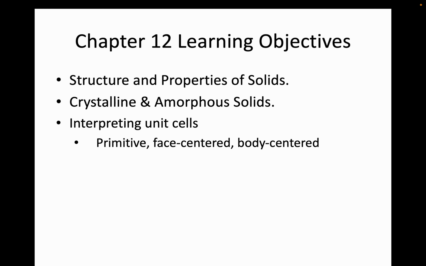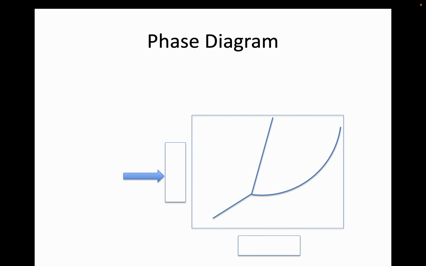Within chapter 12, we have just a few targeted learning objectives. We want to understand the structure and properties of solids, contrast crystalline and amorphous materials, and understand what a unit cell is. On the topic of solids, solids are going to be found within a phase diagram. That's the topic that we saw within chapter 11.